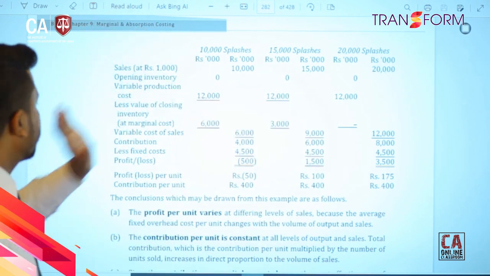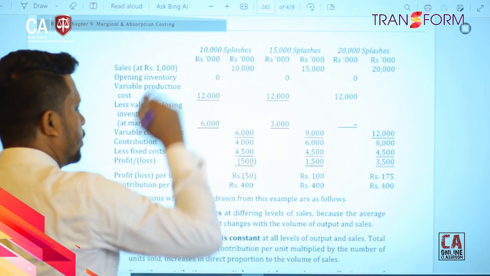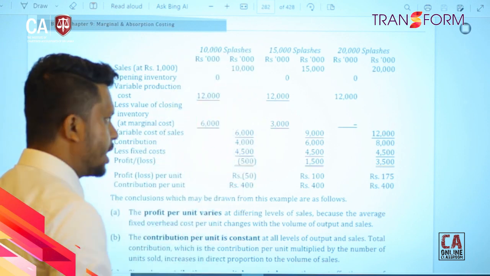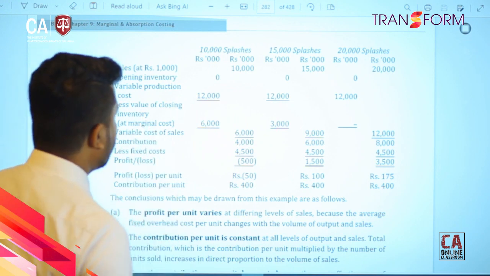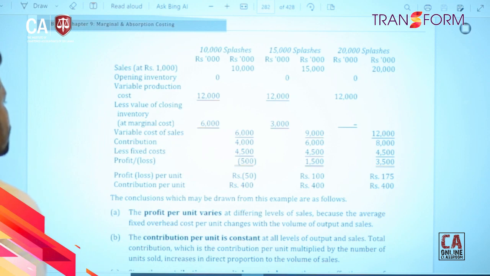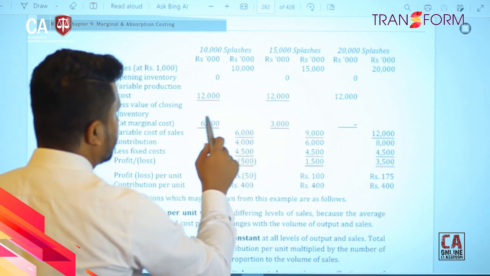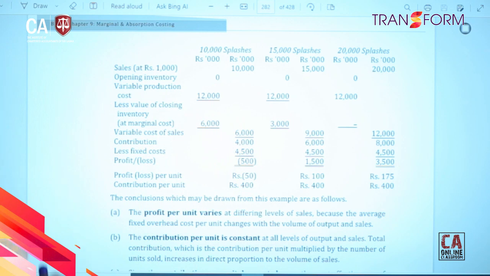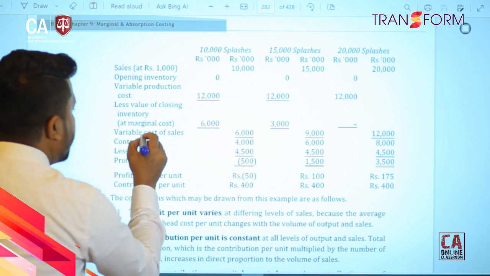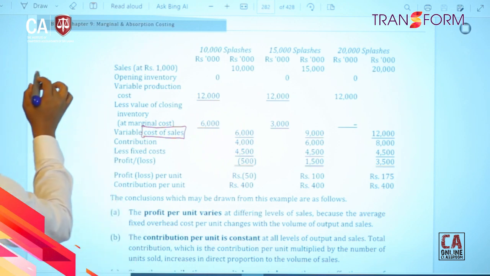Yes, after deducting the variable cost from the revenue, from the selling value, you can have the what? You have the contribution. But before that, you need to decide another thing. You need to calculate the cost of sales, the variable cost of sales.